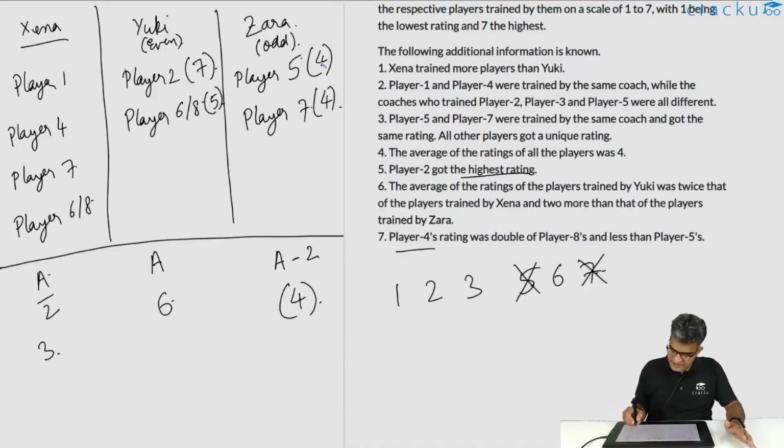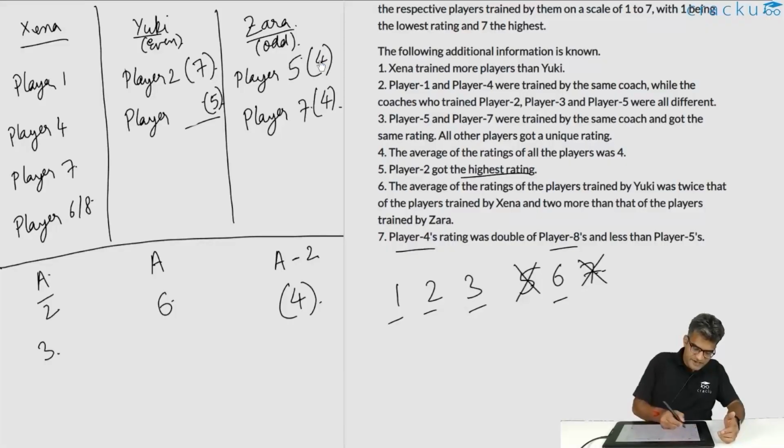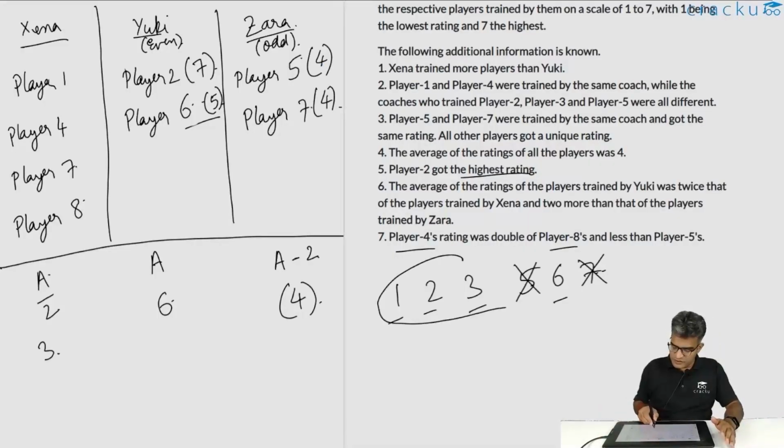Player 4's rating was double that of player 8's. What is the rating of player 8? We don't know where player 8 is. Player 8 is either with Yuki or with Zara, but player 4 is with Zena. And the rating of player 4 is either 1 or 2 or 3 or 6. Now, if player 8 was with Yuki and if that person scored 5, player 4 would have to score 10, which is not possible. This would imply that this is player 6 over here and player 6 got 5, and player 8 is over here, and player 8 also got 1, 2, 3 or 6.